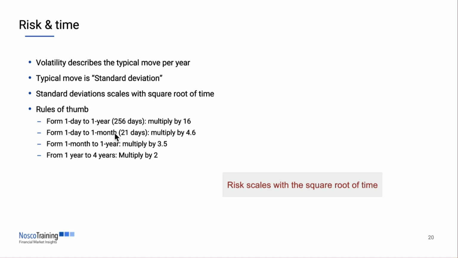If you want the typical move within a month, and you have the daily, you just think about what is a month. A month is about 21 trading days. So what is the square root of 21? Nobody knows. But the square root of 16 is 4 and the square root of 25 is 5. So it's between 4 and 5. And if you calculate it, it's 4.6, etc. Right?